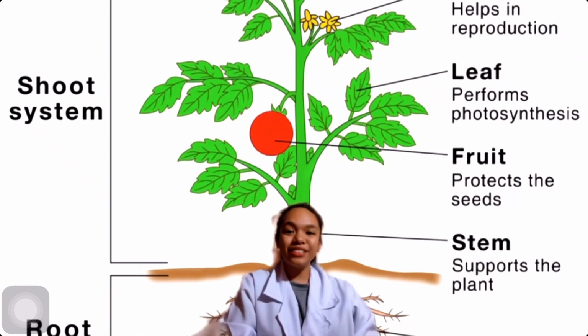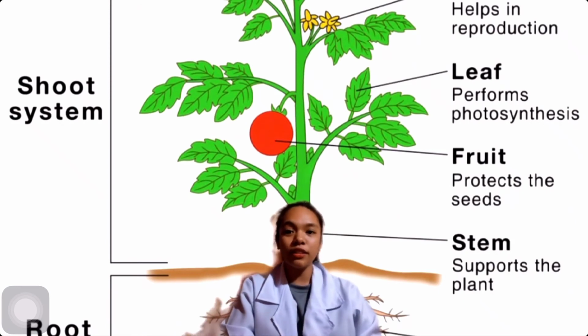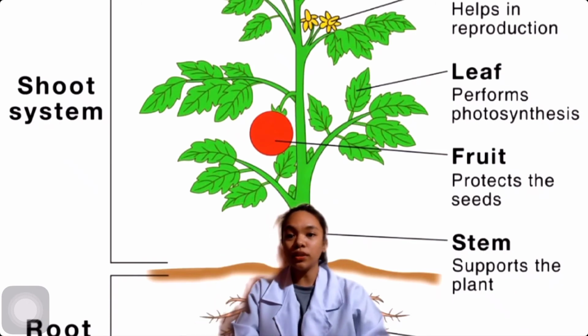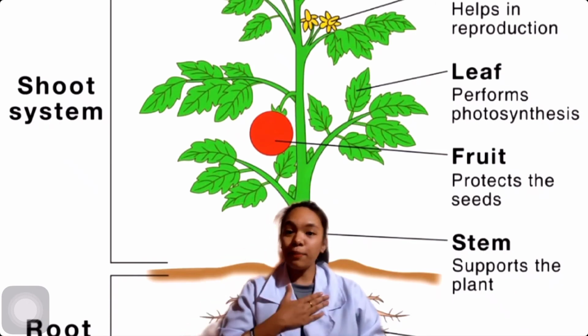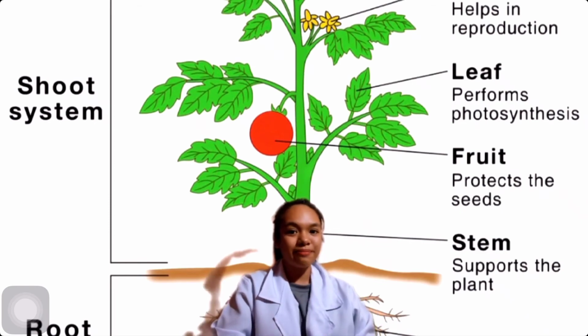Hi guys! Today we will discuss the parts and functions of a plant. It has two systems: the shoot, which is above ground, and the root, which is underground. I will discuss the shoot system.